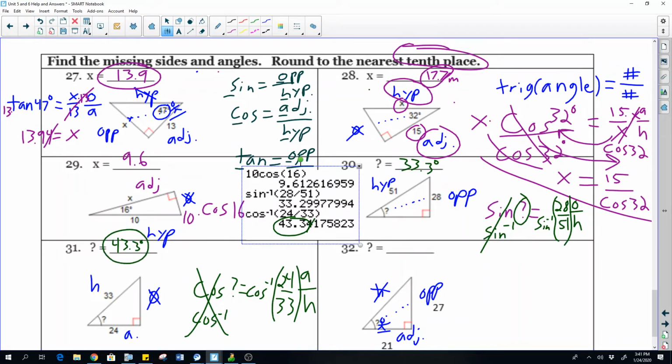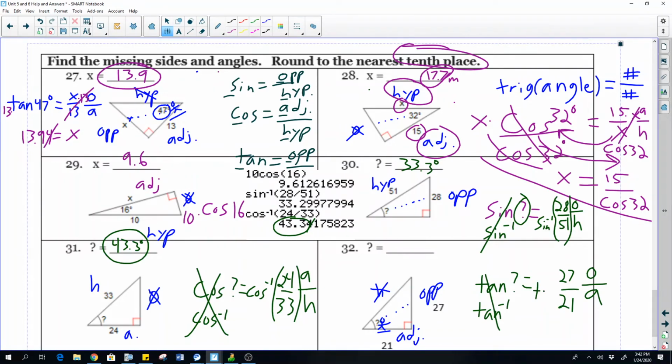Okay, last but not least, opposite and adjacent. Is it opposite over adjacent? Do you remember? Does your toe hurt? That's right, TOA. So tangent of some angle is equal to opposite over adjacent. If we have opposite and adjacent, we use tangent. They give it to us: opposite 27 over adjacent 21. Then we inverse tangent both sides and we get the angle: inverse tangent of 27 over 21.